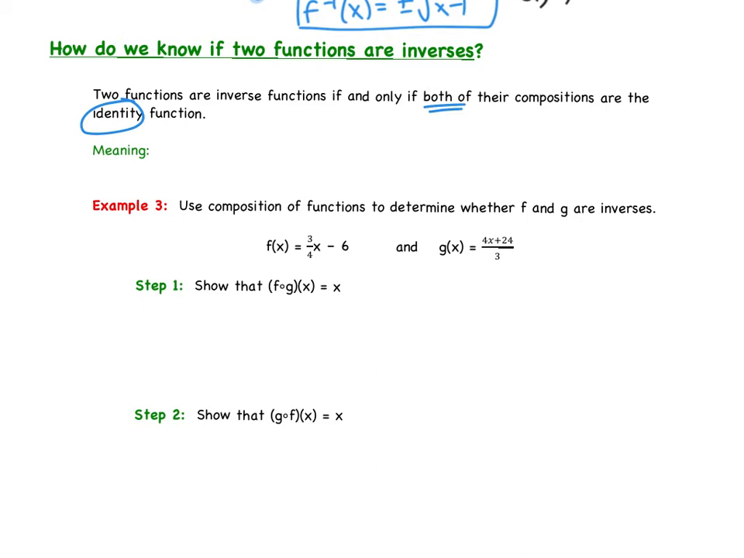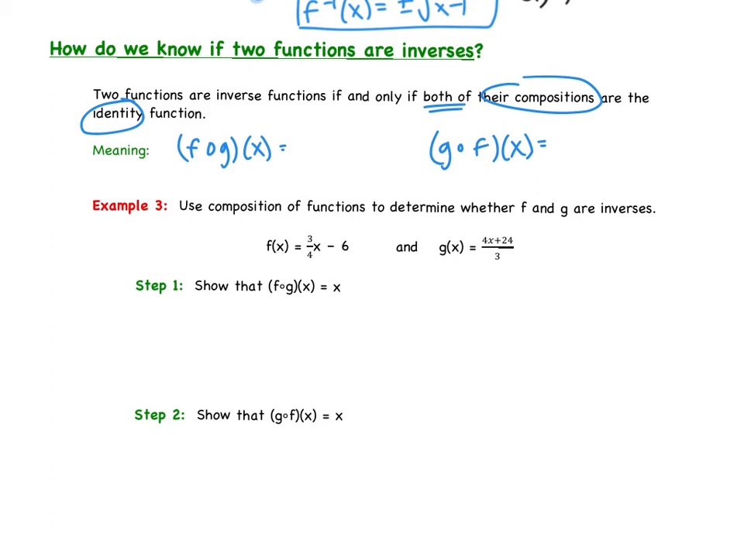I know that that's a little complicated. Let's actually write this in notation. So what is the meaning? Both of their compositions, so one composition is f of g of x. The other one is g of f of x. If both of their compositions are the identity.